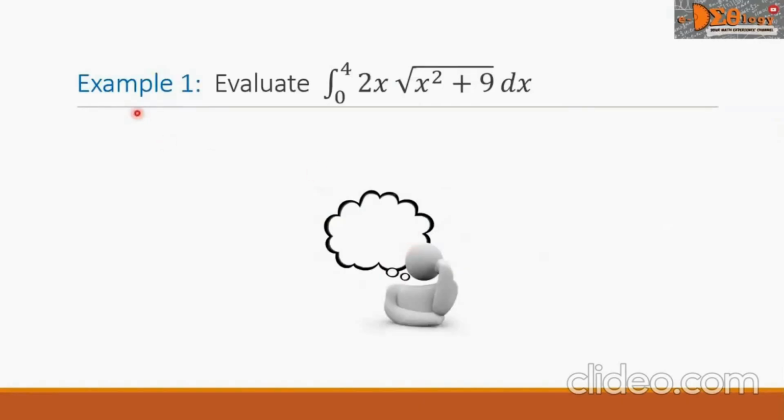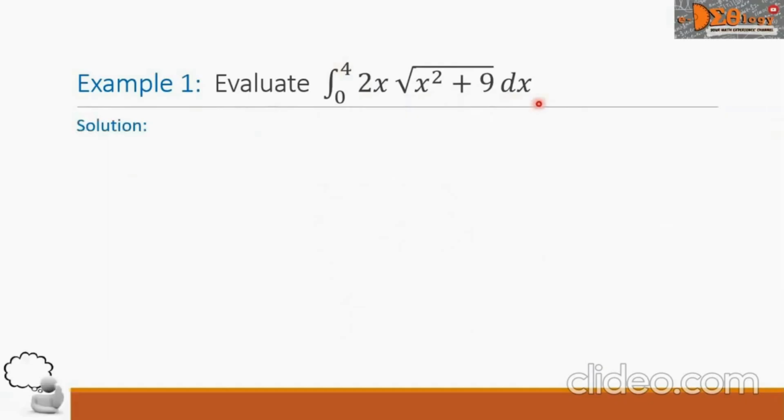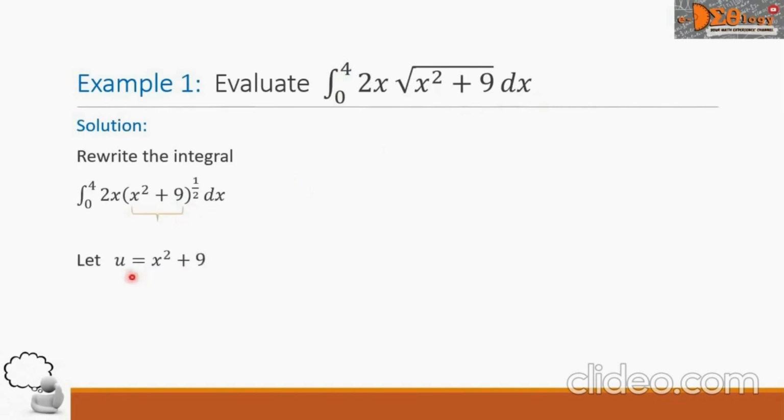Let's have this example 1. Evaluate the integral from 0 to 4 of 2x times the square root of the quantity x squared plus 9, dx. For our solution, let us rewrite this integral showing the radical as a fractional exponent. And from here, let us choose u. We let u be this x squared plus 9. So du is equal to 2x dx.